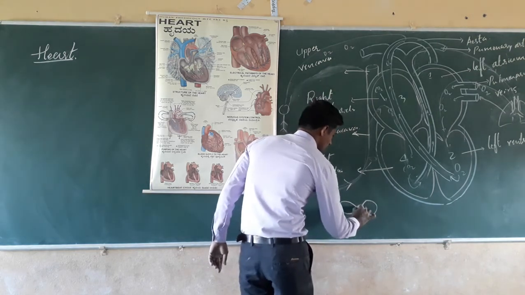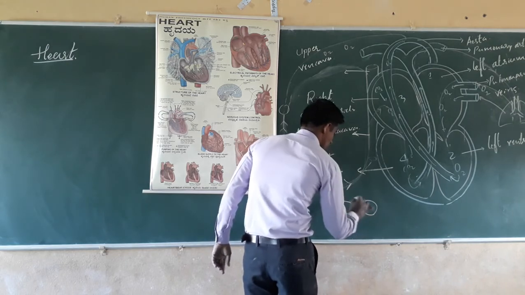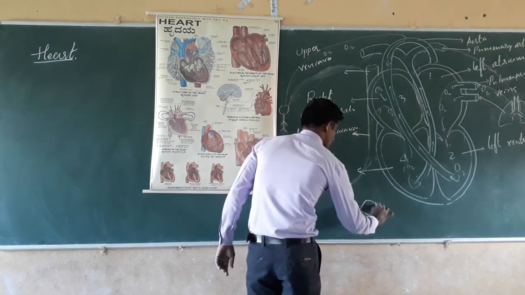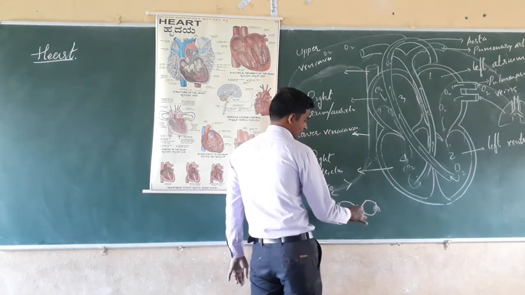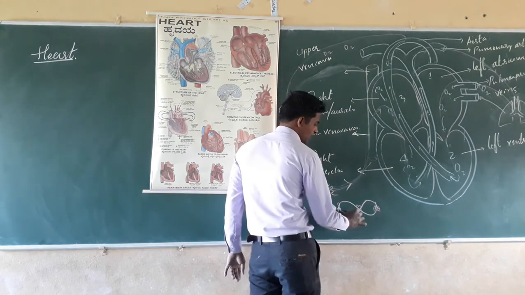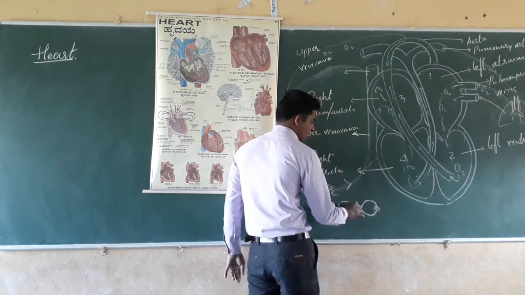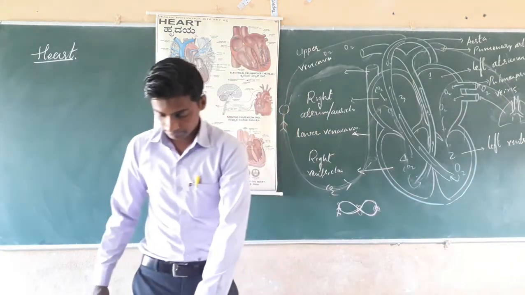Here the heart is here, suppose heart, here body, here lungs. Yes, from the body to the heart, heart to the lungs, lungs to the heart, heart to the body. Like that the blood will circulate, isn't it?